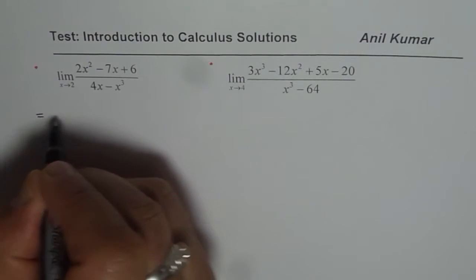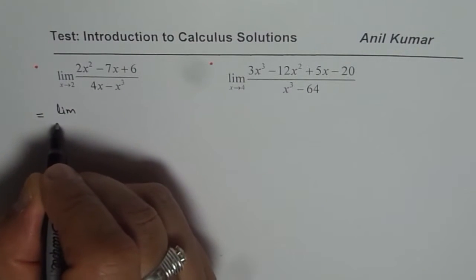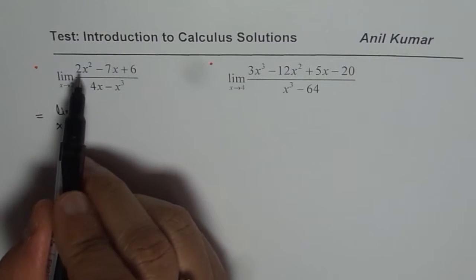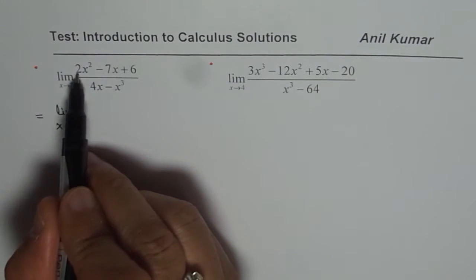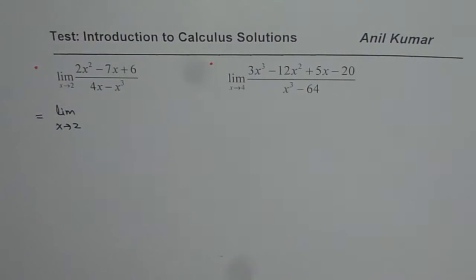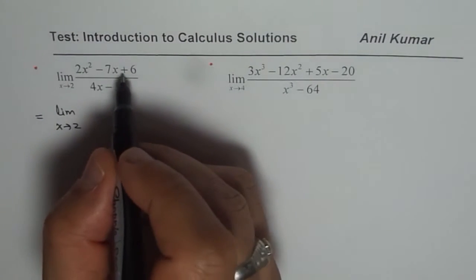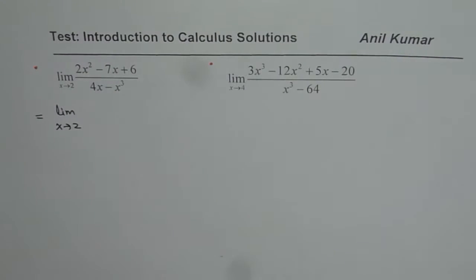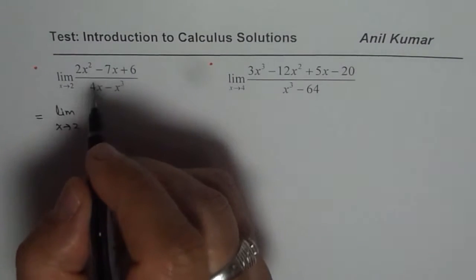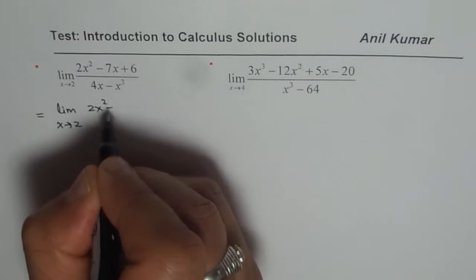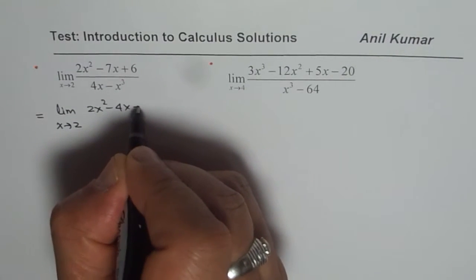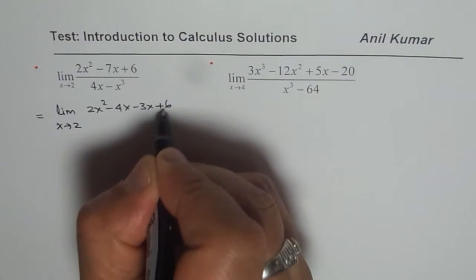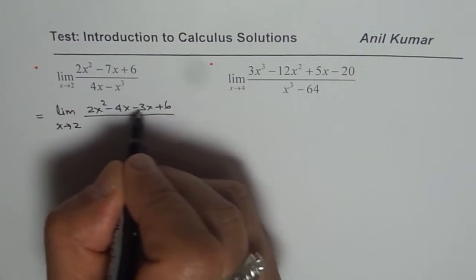So we'll write this as limit of the function when x approaches 2. Now the numerator is 6 times 2, 12. So we are looking for numbers which will multiply to 12 and add to minus 7. So those two numbers should be of the same sign, since we want to add them to 7, right? So 4 times 3. So we'll write this as 2x squared minus 4x minus 3x plus 6. So we split the 7x part into this.